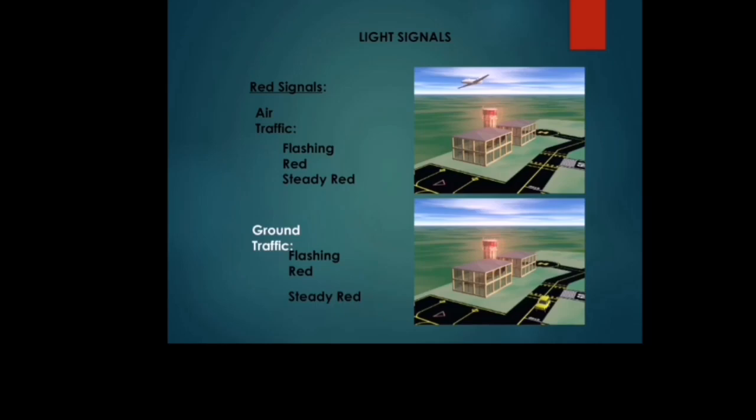For red signals, for air traffic, flashing red means aerodrome unsafe, do not land. Steady red means give way to other aircraft and continue circling. For ground traffic, flashing red means, for aircraft, taxi clear of landing area in use. For vehicles, it means clear present position and watch out for aircraft. For steady red, for aircraft and vehicles, it means just stop, don't proceed with the taxi or ground movements.